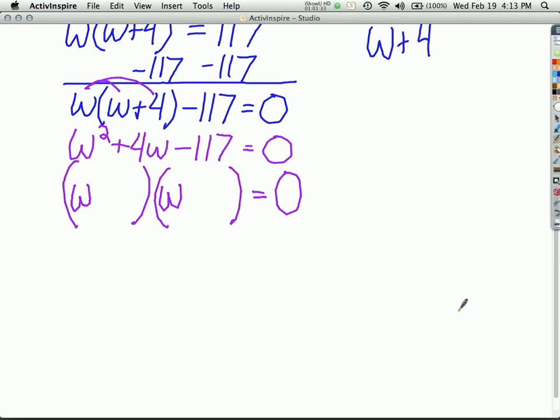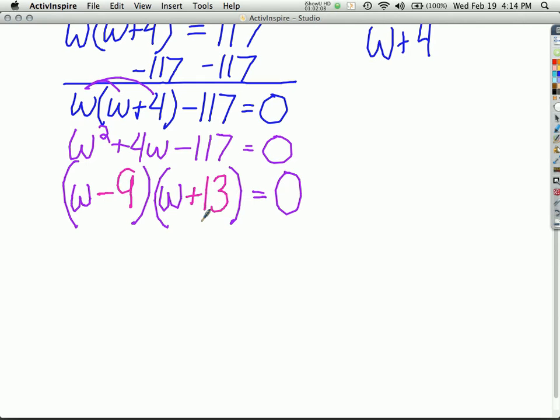All right, Nathaniel. W is equal to 9. No, you're going too far. Alright. W minus 9 times W plus 13. 13 times 9 is 117, and since it's a negative 117, one of these has to be negative. Then you have to make sure it adds to positive 4, so the 13 has to be positive. So this is what works.